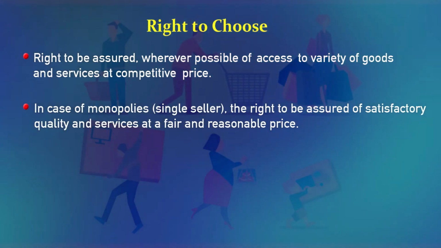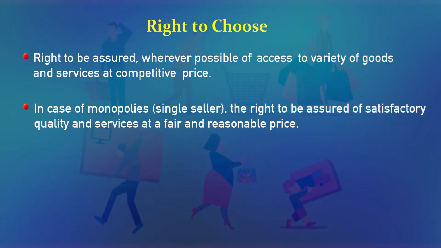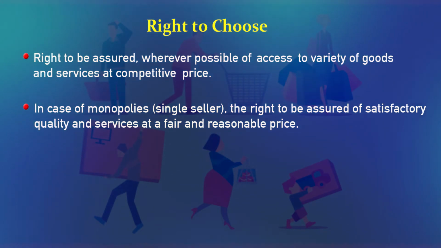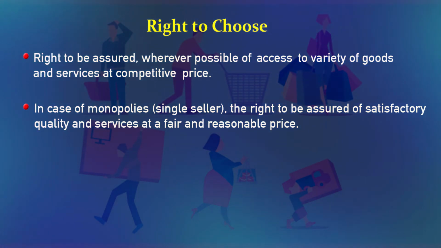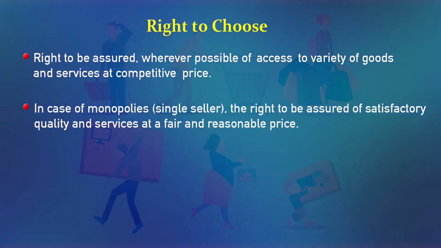In the case of a single seller, there are certain products with only a single seller, a monopoly. Where there are a few sellers, it is called an oligopoly, and a duopoly means there are two sellers. So in the case of a monopoly, with a single seller, there is the right to be assured of satisfactory quality and services at fair and reasonable prices. Even a monopolist has a duty to ensure, to the satisfaction of the consumers, that the quality of the goods sold and the services offered are available at fair and reasonable prices.